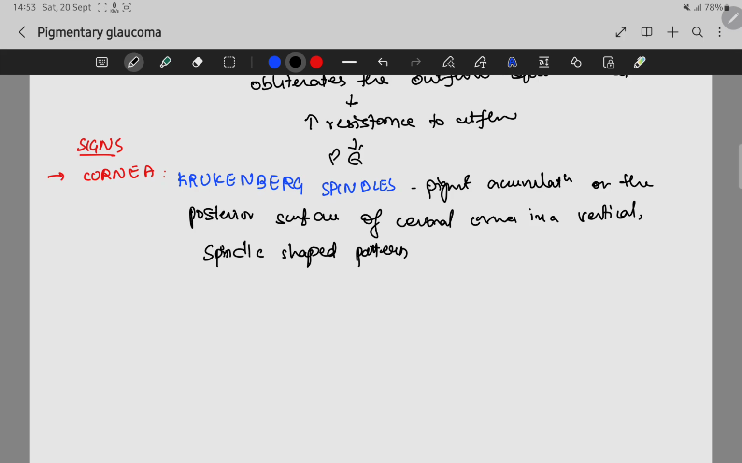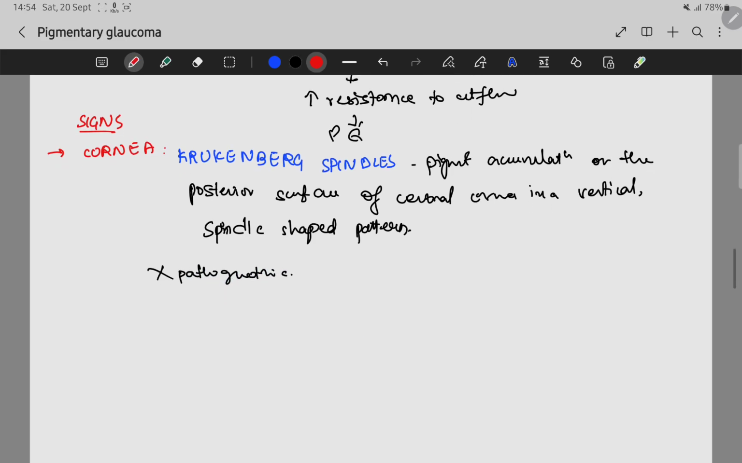So why are these formed? This shape especially is because of the aqueous convection currents, which are then phagocytosed by the endothelium. These are not pathognomonic. Okay, now coming to iris.